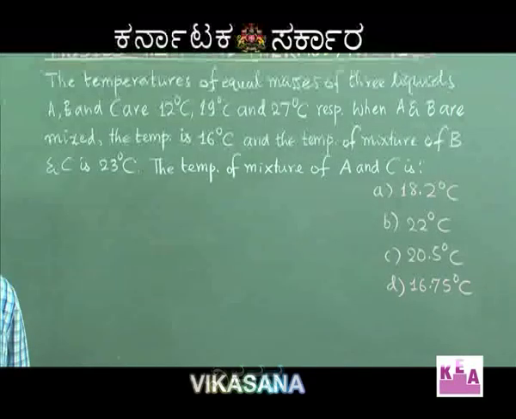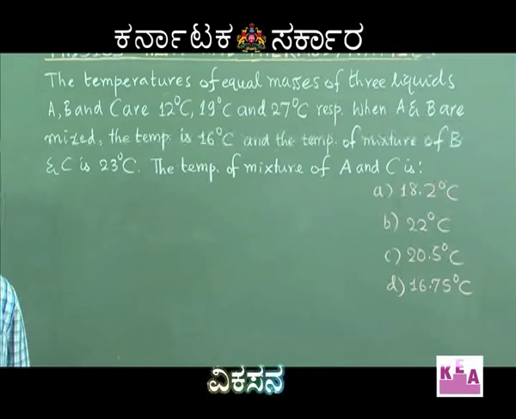Here is the problem. The temperatures of equal masses of 3 liquids A, B and C are 12 degrees Celsius, 19 degrees Celsius and 27 degrees Celsius respectively. When A and B are mixed, the temperature is 16 degrees Celsius, and the temperature of the mixture of B and C is 23 degrees Celsius. The temperature of the mixture of A and C is: 18.2 degrees Celsius, 22 degrees Celsius, 20.5 degrees Celsius and 16.75 degrees Celsius are the options.